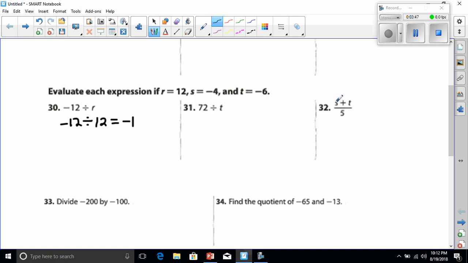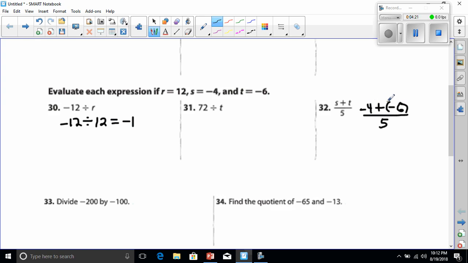Number 32 states S plus T. Well, S is -4. And if we're going to add -4 to T, then we're really adding it to -6. And then we're dividing all that by 5. All right, so the first thing we want to do is get our top numbers all together.